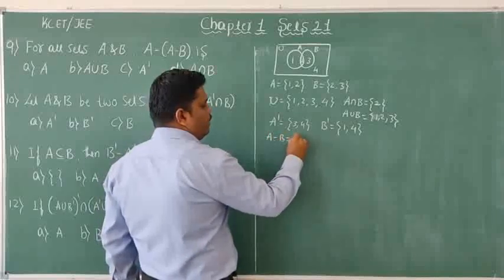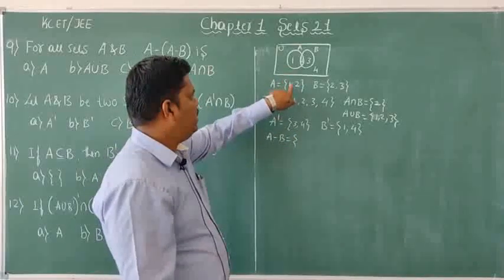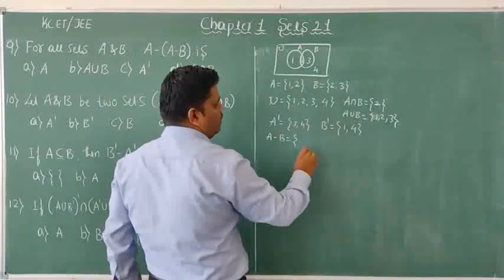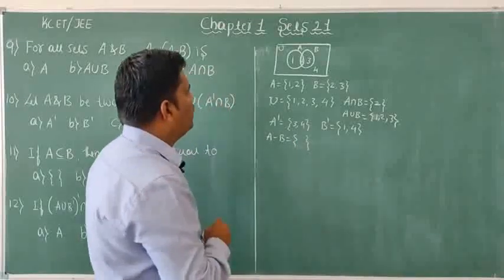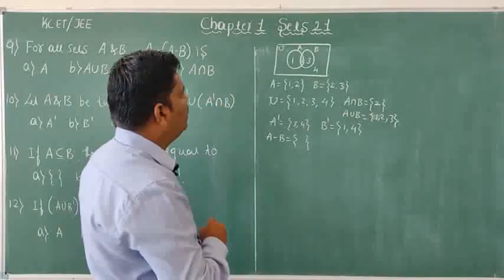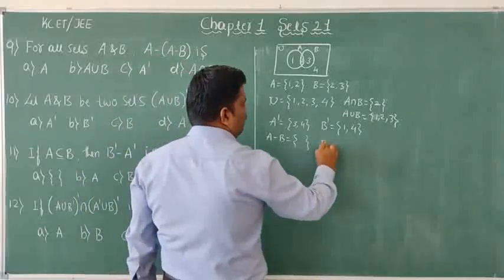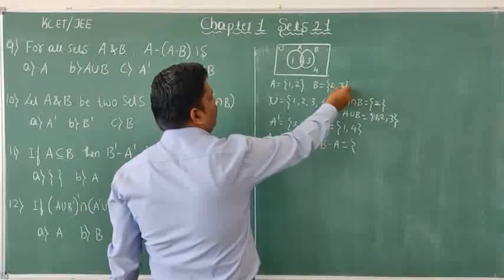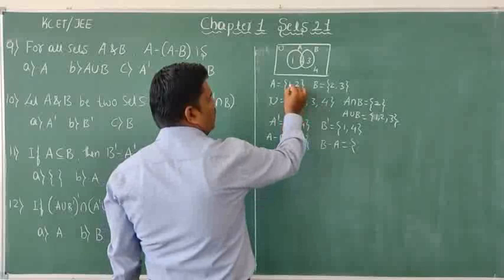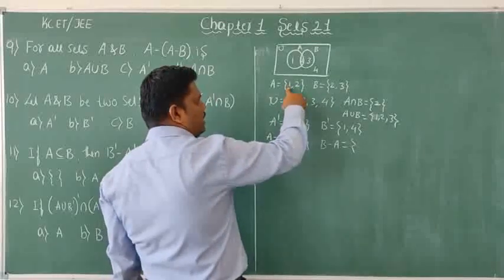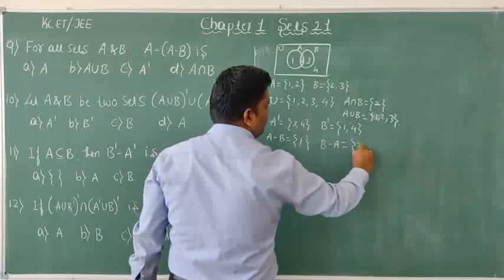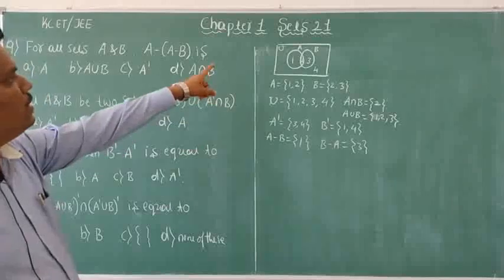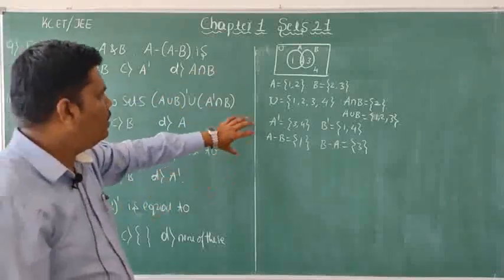A minus B is the elements present in A but not in B. So it is 1, because 1 is present in A but not in B. B minus A is 3, because 3 is not present in A. So for solving these types of examples, we must draw this Venn diagram and these sets.